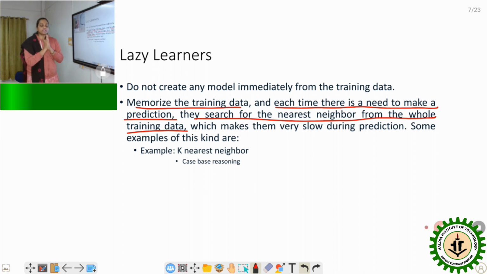If these two instances are very close due to some criteria, then they will predict that new instance as the nearest instance. This is the basic criteria of lazy learners. Now, K nearest neighbor is a widely used example of lazy learners.